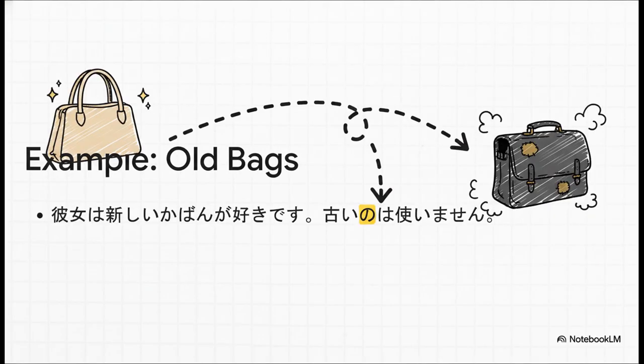Here's another great example. The subject is kaban, bags. The sentence says, she likes new bags. But when it comes to the old ones, well, you don't need to repeat the word bags. You just say furui no, the old ones. Again, the particle no is just doing its job, making things cleaner.